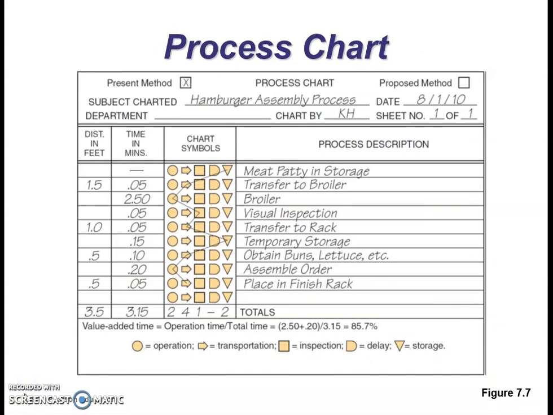This is an example of a process chart, which uses symbols. We have operation symbols for transportation, inspection and storage. So at the end, from the process chart, we want to know the value added time. With value added time, either we can shorten the process, or we want to make the process easier.